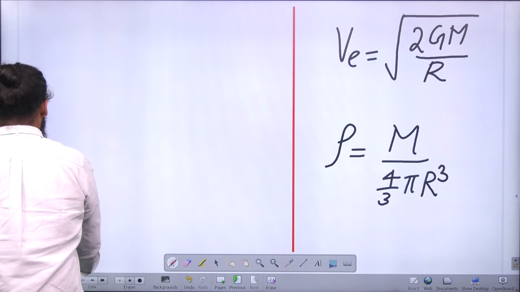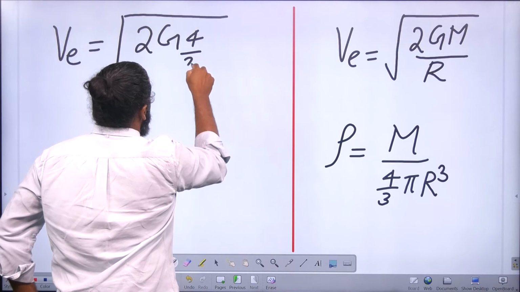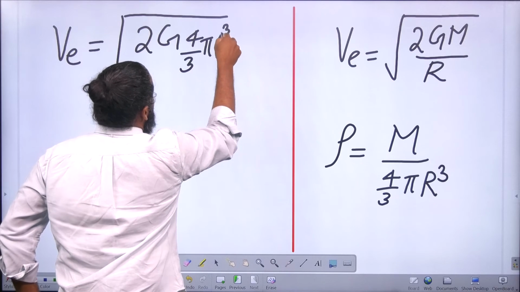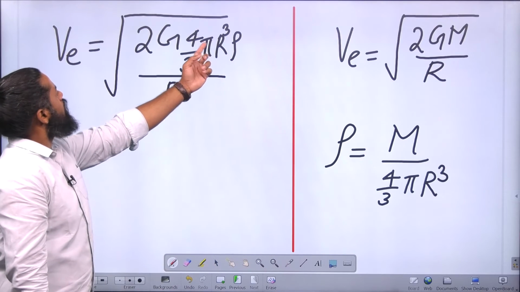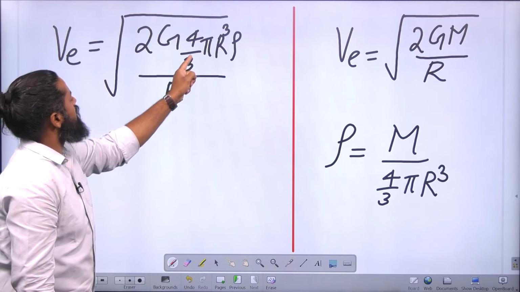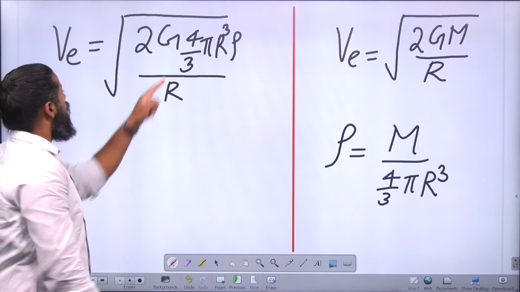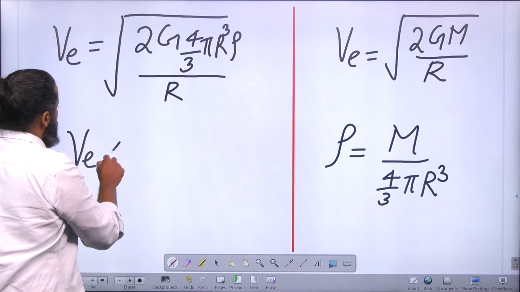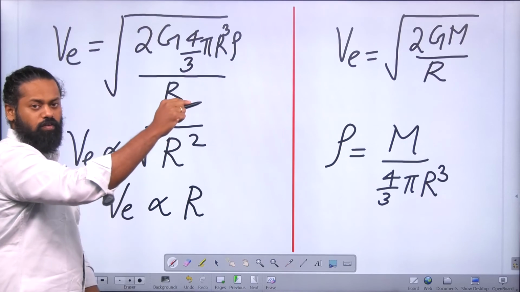So the escape velocity expression we can generalize. Escape velocity is equal to root of 2G. What is M? Instead of mass, we can substitute 4 by 3 pi r cube multiplied by density, divided by radius. All values are constant: 4 by 3 pi is constant, rho is constant, G is constant, 2 is constant, and r cube by r is r square. So ve is proportional to root of r square, or ve is proportional to r. This equation we need to solve that problem.